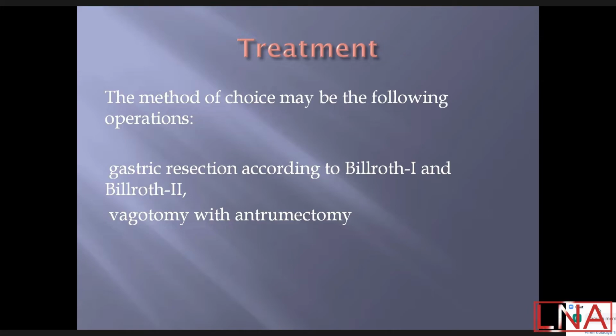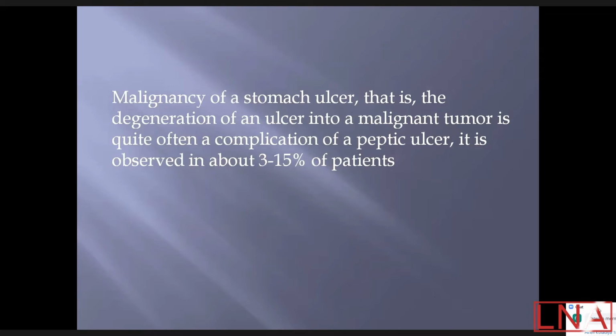The method of choice may be the following operations: gastric resection according to Billroth 1 or Billroth 2, vagotomy with antrumectomy, which means economical gastric resection, vagotomy with drainage surgery, and ulcer removal from the lumen of the gastrointestinal tract, ulcer exteriorization. But always you must start with conservative treatment. It means anti-ulcer therapy and symptomatic therapy. Next complication, malignancy.